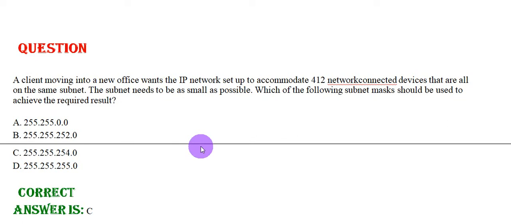A client is moving into a new office and wants the IP set up to accommodate 412 network connected devices that are all on the same subnet. The subnet needs to be as small as possible. Which of the following subnet masks should be used to achieve the required results? Please have a look at the options. The correct answer is option C.